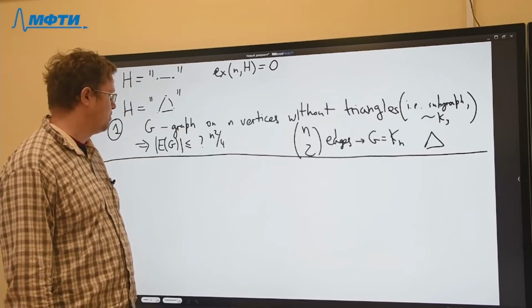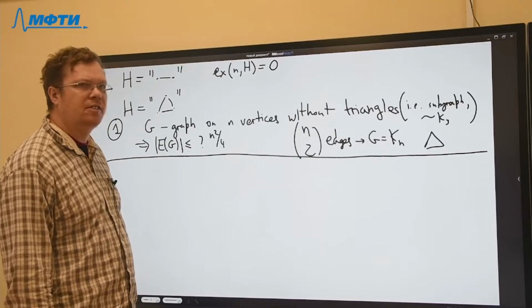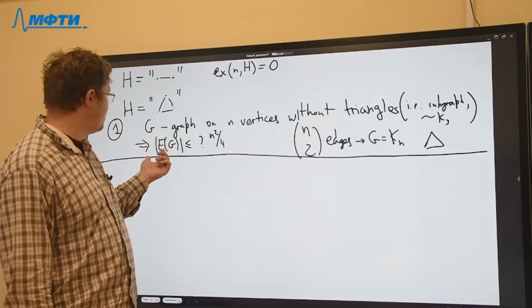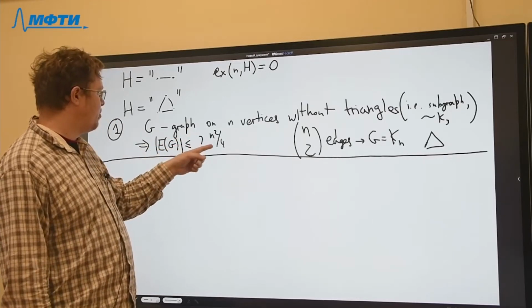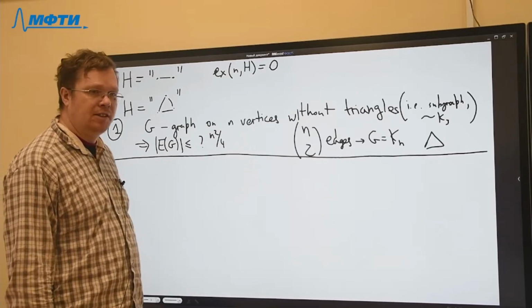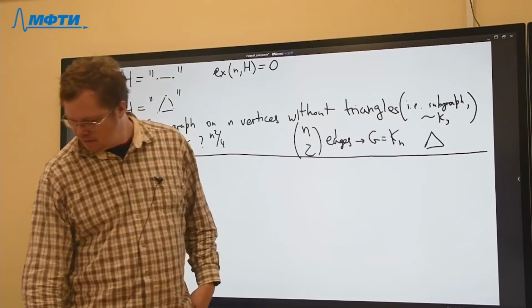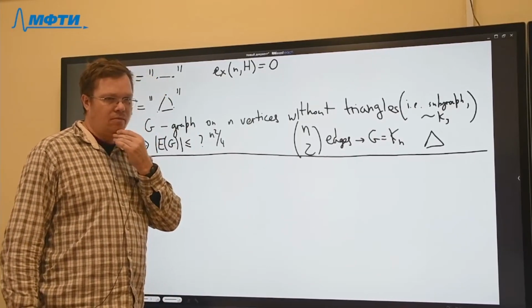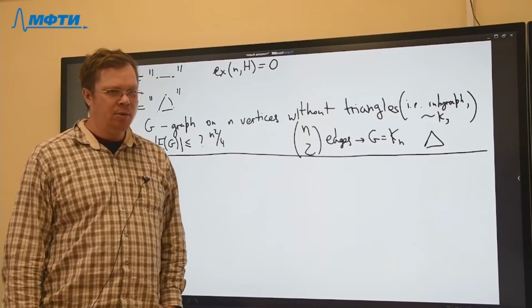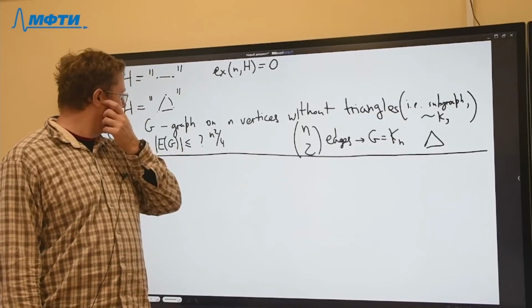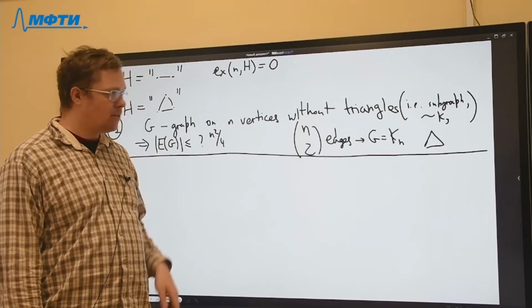Sorry? Yeah, I mean an example of a graph with n squared over 4 edges such that there are no triangles in it. Maybe someone in Zoom can provide an example which has n squared over 4 edges and doesn't have triangles.